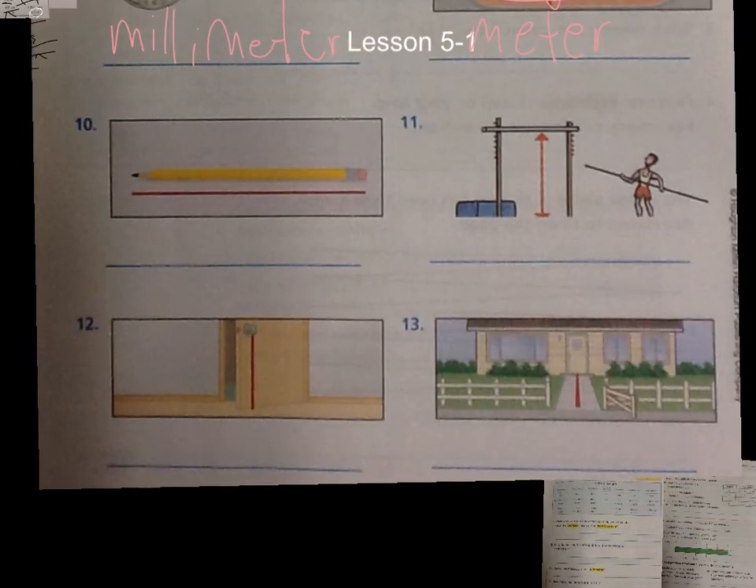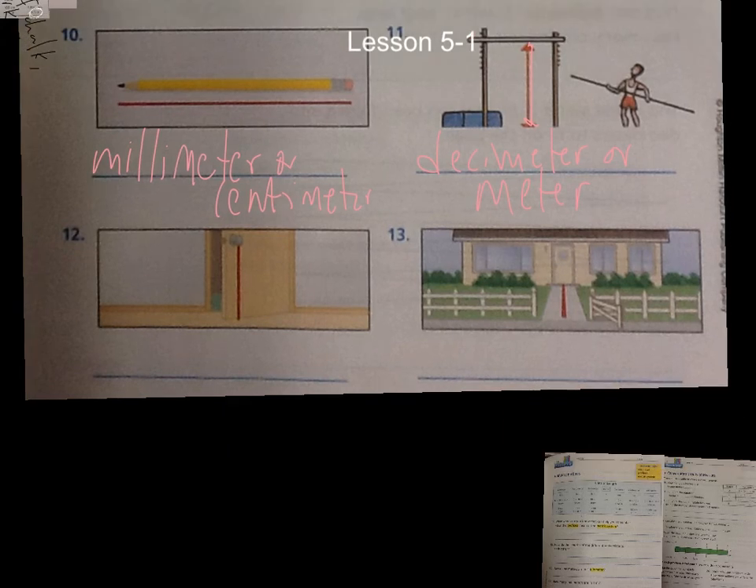Your pencil, you could probably do millimeters or centimeters. This is one of those ones right in the middle. So millimeters or centimeters here. The height of this bar that he's going to jump over, you could do decimeters here. Or meters. Meters you're only going to get maybe 1 or 2. Decimeters are going to be a little bit more exact, closer. So you can do one of those two.